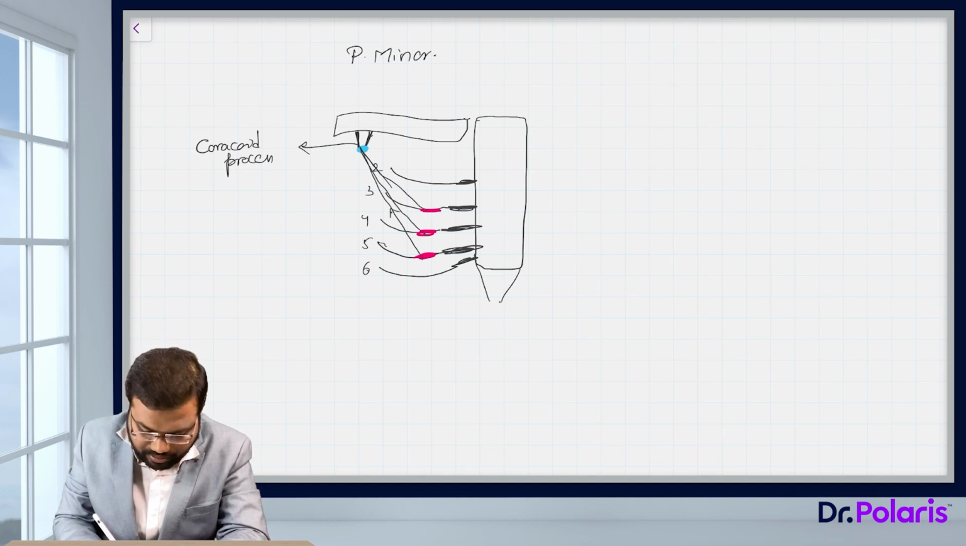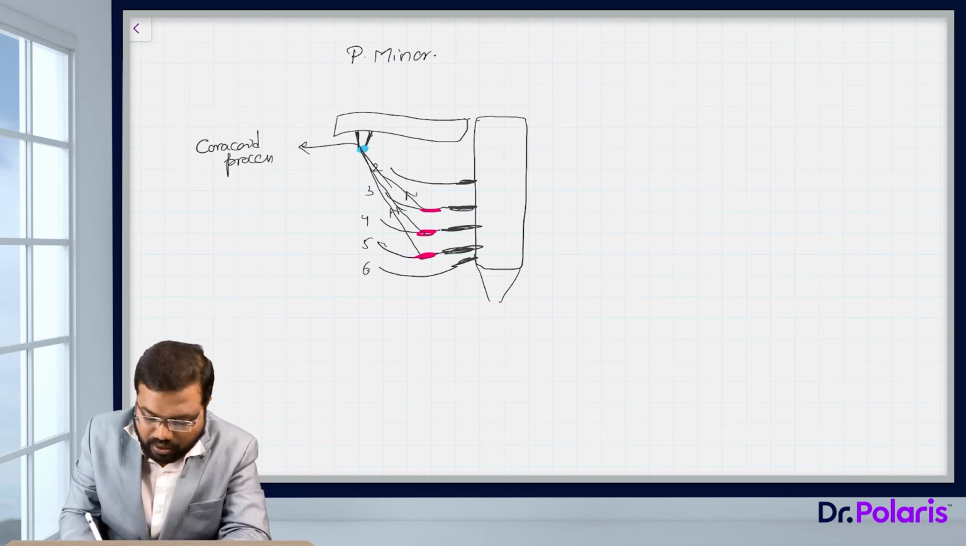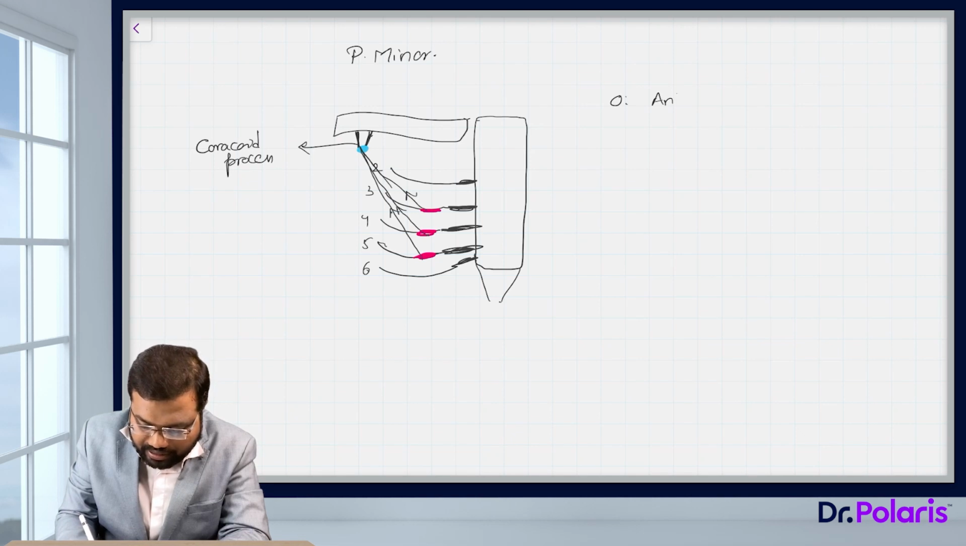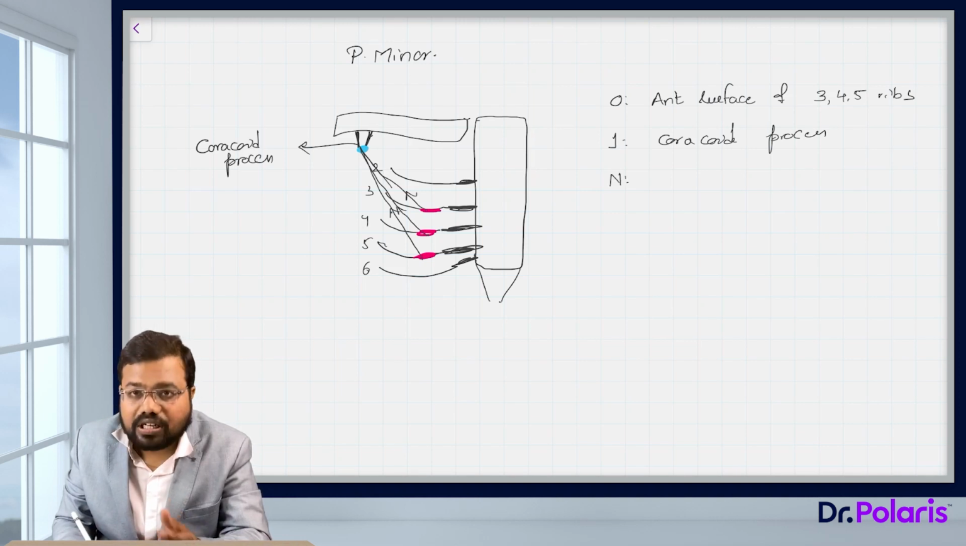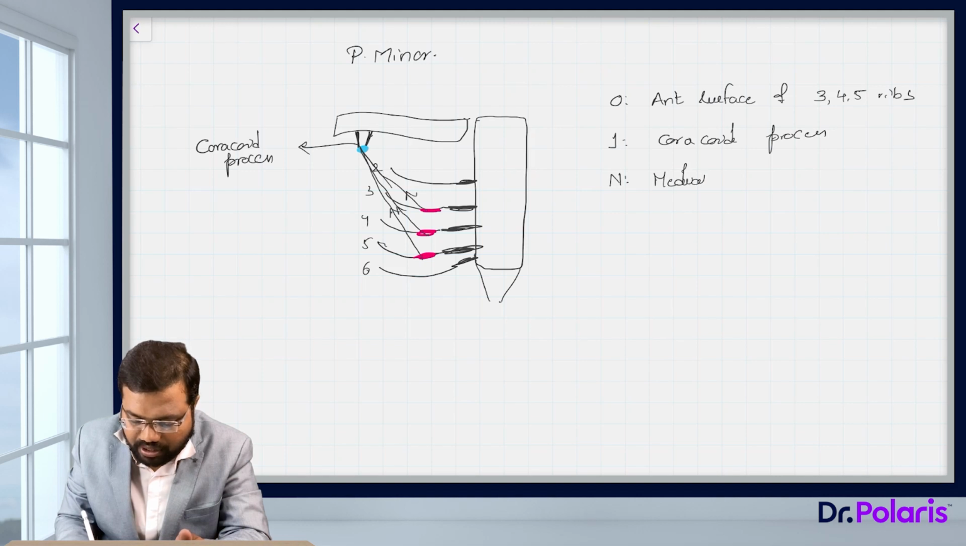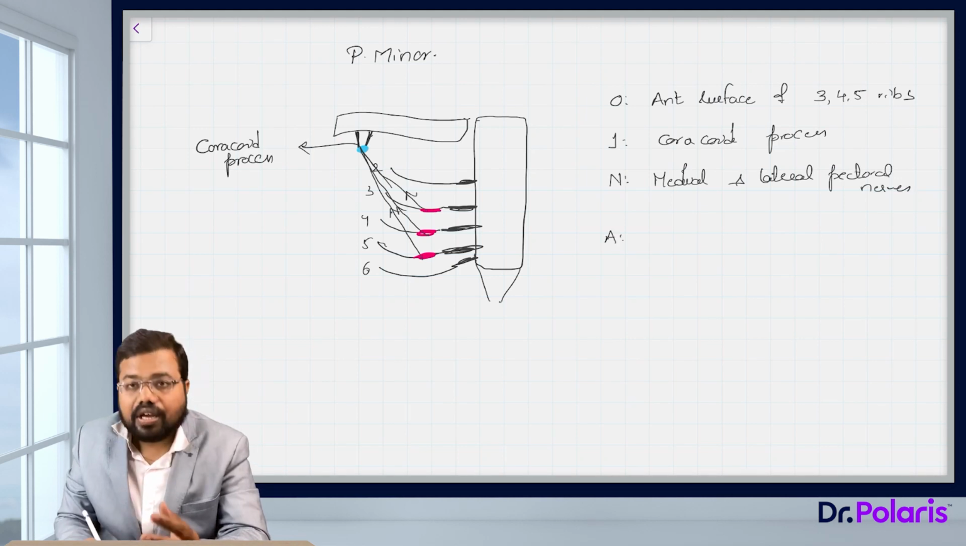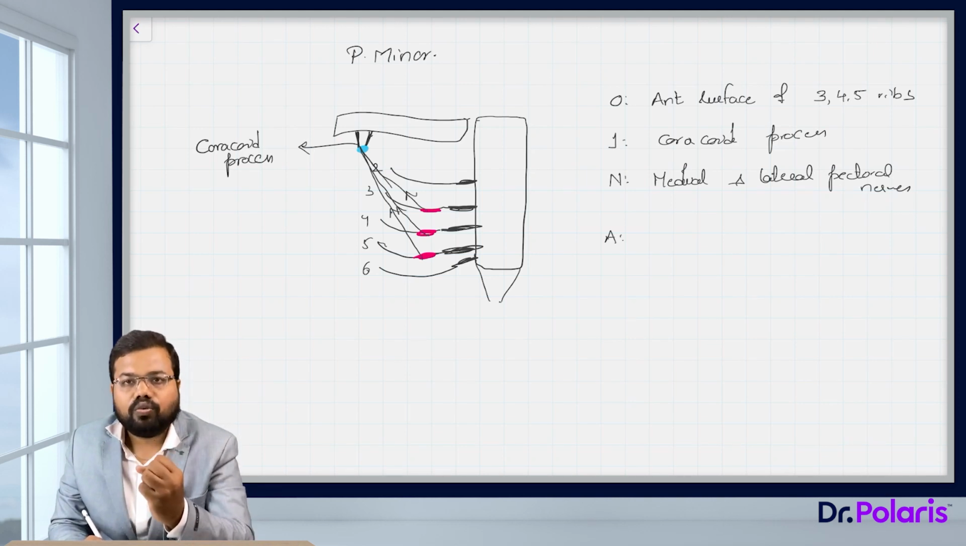This is the pectoralis minor. Origin is the anterior surface of the 3, 4, 5 ribs, and insertion is the coracoid process. What about the nerve supply? It is supplied by both the medial and the lateral pectoral nerves. And the action is that it causes the coracoid process to come down whenever it gets contracted.